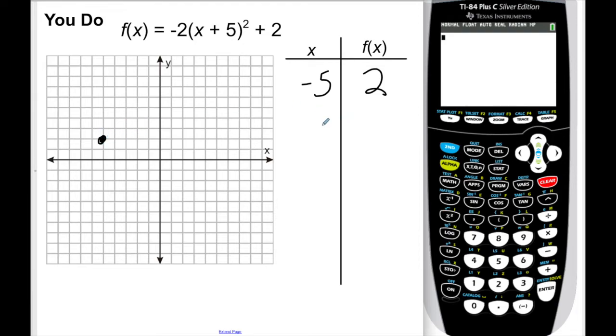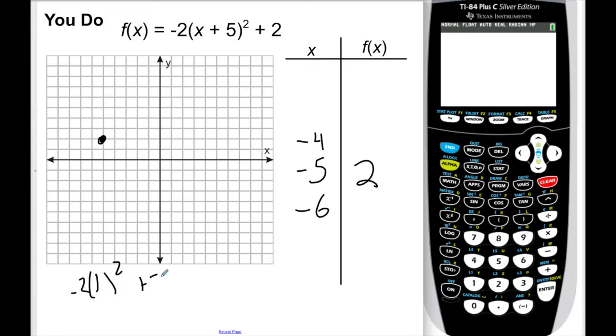Okay, perfect. Now, again, thinking that this is probably going to be in the middle, where am I going to go next? What do I plug in next? Maybe plug in -4 and -6. -4, when I add 5, I get 1, so I get -2 times 1 squared plus 2. So 1 squared is 1. -2 times 1 is -2. -2 plus 2 is 0. Okay? And so therefore, -6, because of the symmetry, has to be exactly the same.